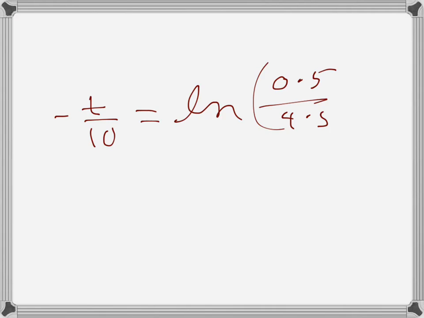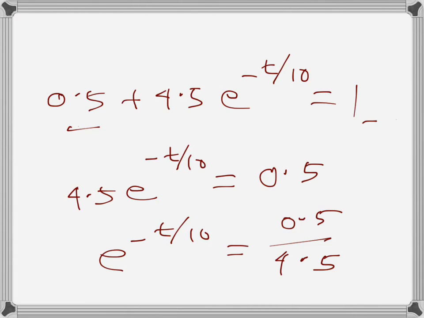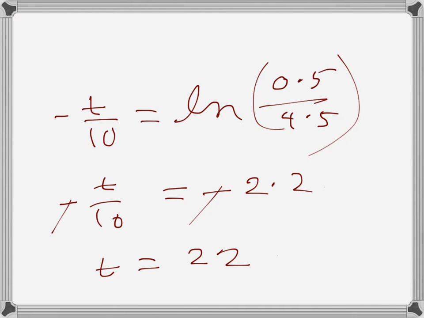So minus t over 10 is ln of 0.5 over 4.5, so that is minus 2.2, and so t becomes, we can cancel the negative signs, 2.2 times 10, so that's 22. So the unit, if the unit was day, it will be 22 days, or whatever the time unit is, that much.